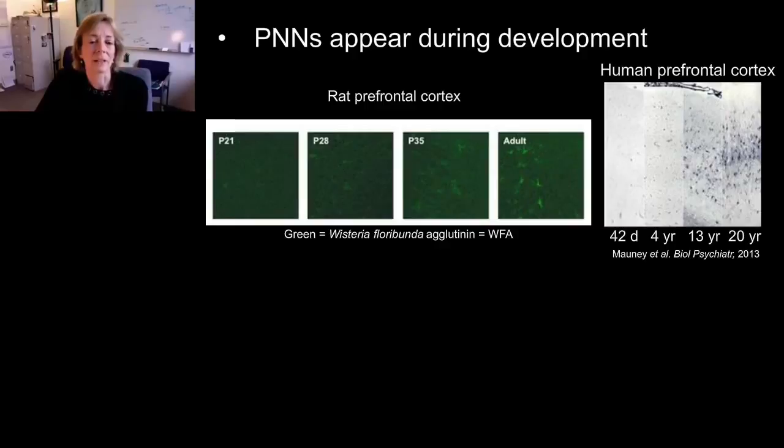And so it's not until late adolescence, probably 40 to at least 50 days, in the prefrontal cortex that these nets are fully formed. So on the right-hand side are the adult nets, and you can see these are really well-formed nets, with very punctate, intense staining around both the cell body and the proximal dendrites. In the human prefrontal cortex, we see the same picture. Around 20 years, late adolescence, is when those nets are fully formed.